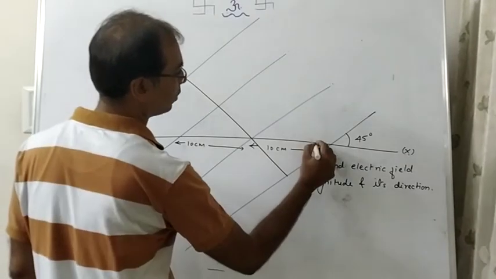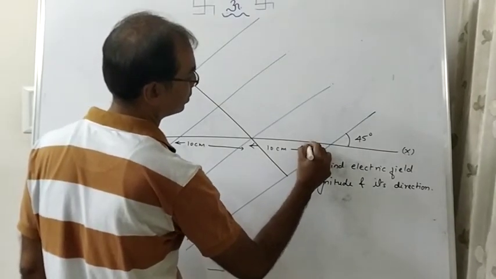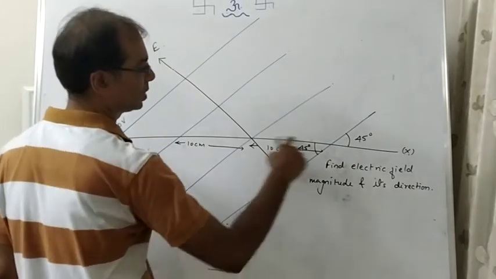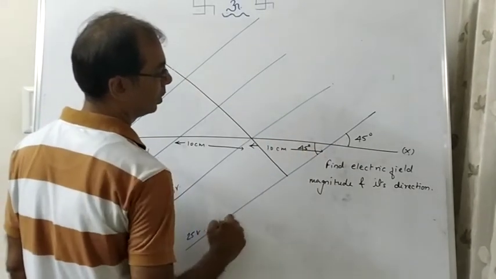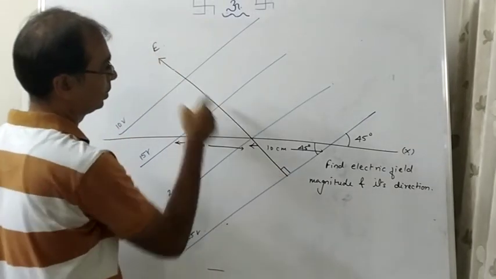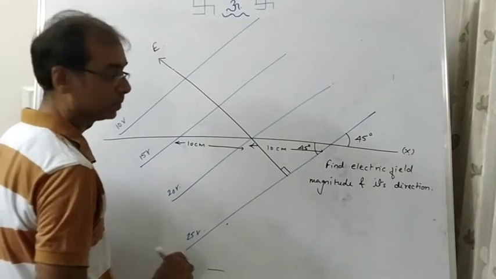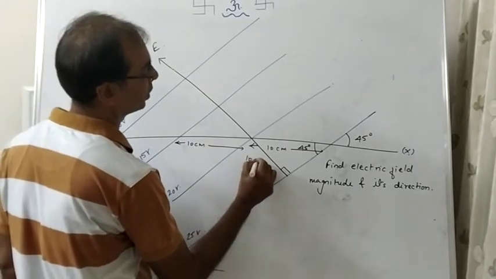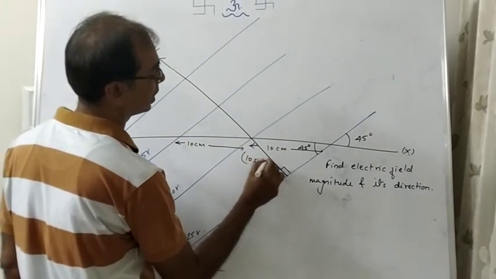So we know that this is 45 degrees, and this is 10. And this is perpendicular, we already know that, because the electric field has to be perpendicular to equipotential surfaces. So this will be 10 sine 45. But this is in centimeter, remember.